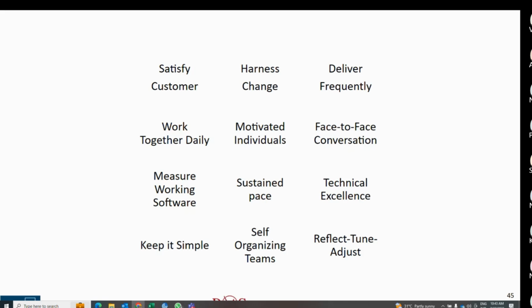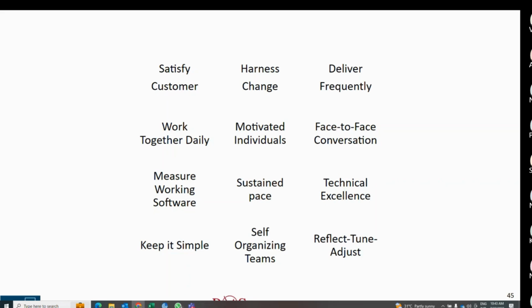Work together daily. So daily, and work together with whom? As a team and as a customer. Who is the customer representative in your team? Product owner. Motivated individuals. The team needs to be motivated. We cannot achieve anything without a motivated team.